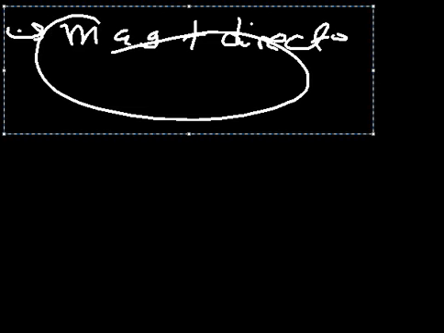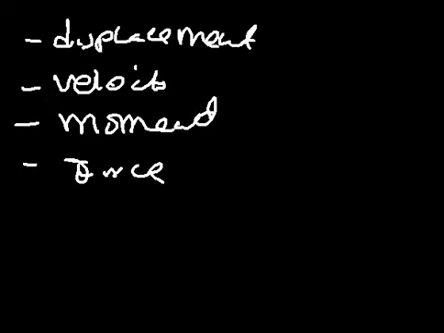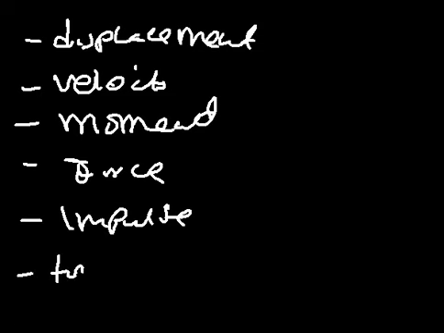For instance, displacement is a vector quantity. Velocity is also a vector quantity. We have momentum, also a vector quantity. And even force is a vector quantity. And we have impulse, which is also a vector quantity. We have a lot of examples of vector quantities. Even the torque as well is a vector quantity.